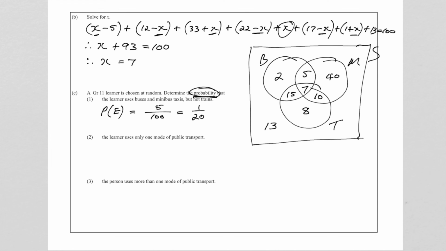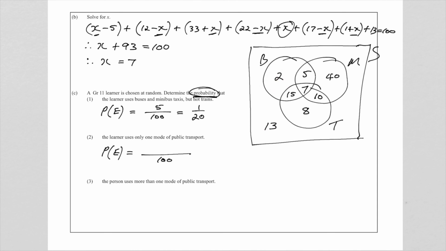The next question, they say, what is the probability that a learner uses only one mode of public transport? Only one mode. So we can say the probability of this event, and we're going to say 100, that is my sample space. And now we need to know, where will we find one mode? And you will agree, if we start in the middle, that 7 represents all 3 modes of transport. The 5, the 15, the 10, 2 modes of transport. And the 2, the 40, and the 8 represents 1 mode of transport. And the 13 use no public transport.